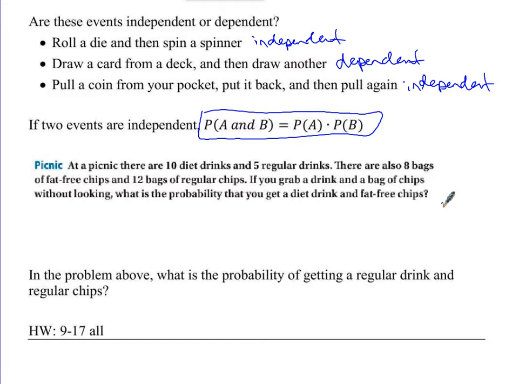So what's the probability of getting a diet drink and fat-free chips? Well, first of all, are these independent events or dependent events? They're independent events, and because they're independent, I can use this formula right here, basically the fundamental counting principle. So I'm going to write the probability of what?